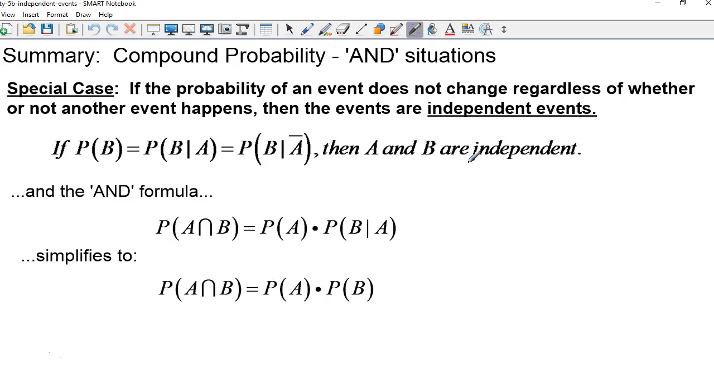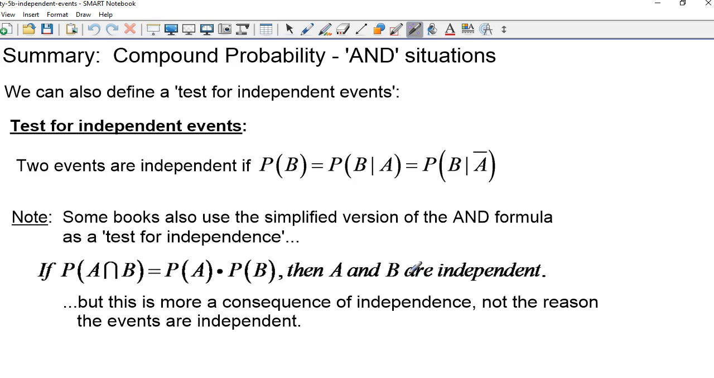Okay, a special case occurs if we have events that are independent. The definition is if the probability of B is unchanging, whether for the entire sample set, or whether A occurs or whether A doesn't occur. If B is constant, if that probability is the same, then that means the probability of B is independent of A, and A and B are independent. And that means that the general AND formula simplifies to this, where the last probability is no longer a conditional probability. We can also define a test for independent events, which really should be to check 2 of the 3. But we should mention that some books use the simplified version of the AND formula as the test for independence.